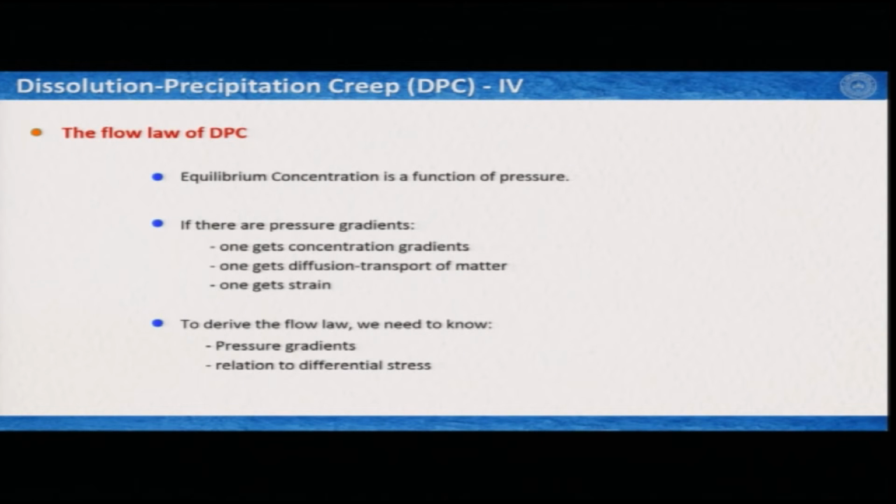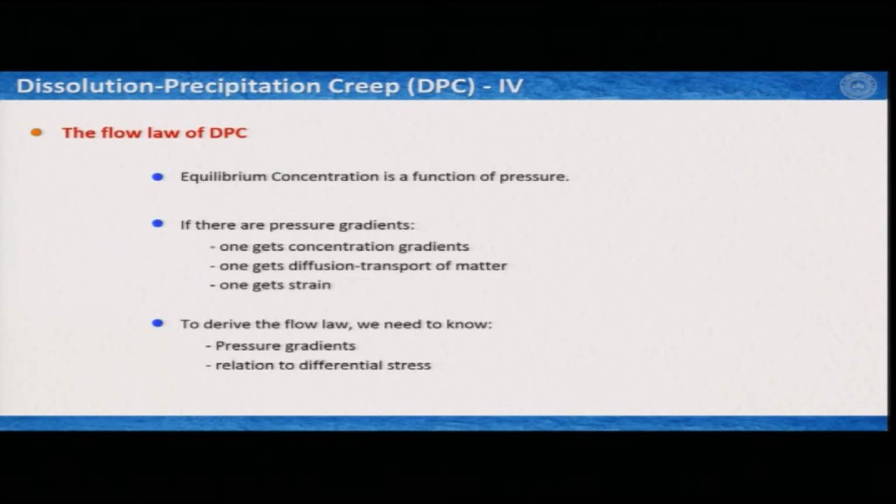So, if we have to derive the flow law, we are not going to derive it, we will state it, but I am trying to give you some idea of how these are derived. The parameters we need to take care of are equilibrium concentration, pressure, chemical potential, and so on. And we have seen that equilibrium concentration is a function of pressure, and if there are pressure gradients, then you also generate a concentration gradient, and you also generate diffusion transport of matter. And if you move material from one end to another, you change the shape of the block, and therefore you generate strain.